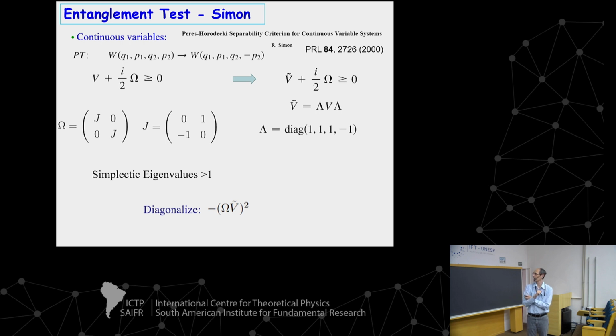Basically, you diagonalize it, check for the eigenvalues, and if one of the eigenvalues is smaller than 1, you have a violation of the uncertainty principle. It violates because the partial transposition here does not return a physical matrix. It's the transposition of the Peres-Horodecki separability criterion in continuous variables. Fine?